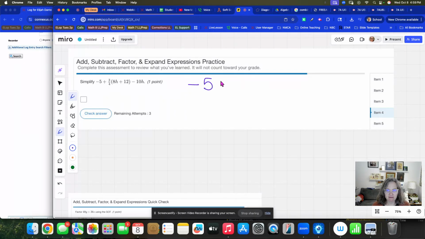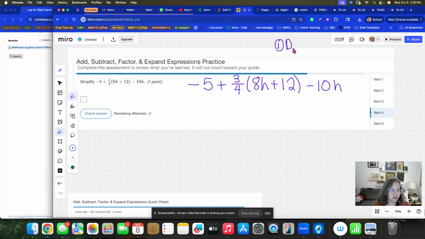Simplify -5 plus 3/4 parenthesis 8h plus 12 close parentheses minus 10h. So just like last time, I'm going to follow these general steps. One, I'm going to distribute, and two, I'm going to combine like terms.